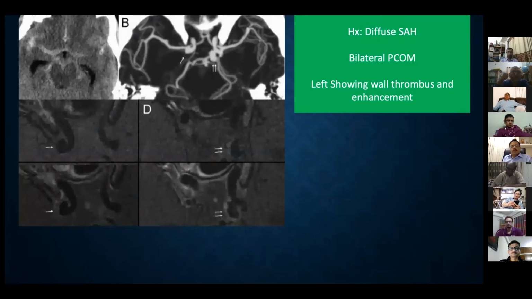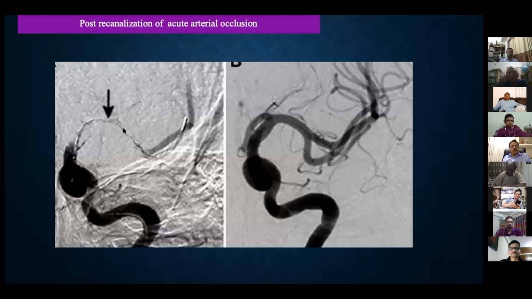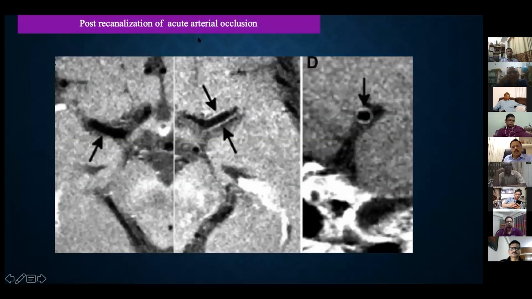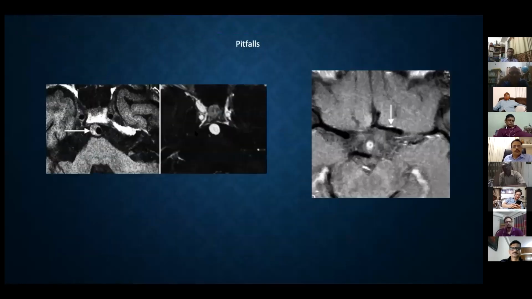Some of the artifacts which can happen: after thrombectomy, like in this patient where the clot was taken out, if you do vessel wall imaging, sometimes there can be enhancement because of endothelial damage. So one should not regard this as vasculitis in this kind of situation. Some other artifacts: slow flow on T1 can look like plaque, but when you do contrast enhancement, there was no plaque. And sometimes the small veins along the arteries can also look like enhancement. You should be careful about it.